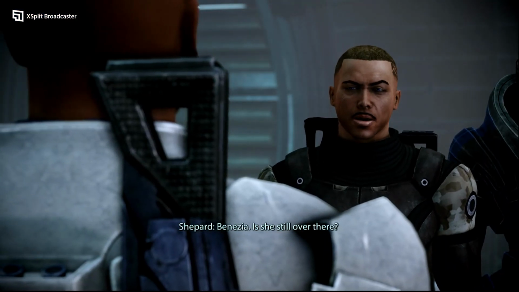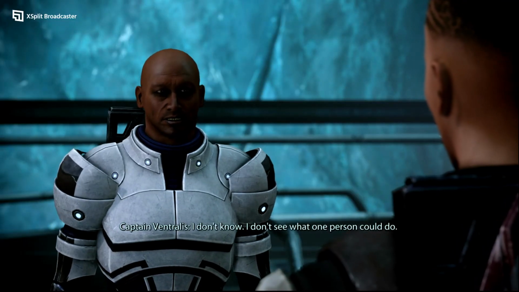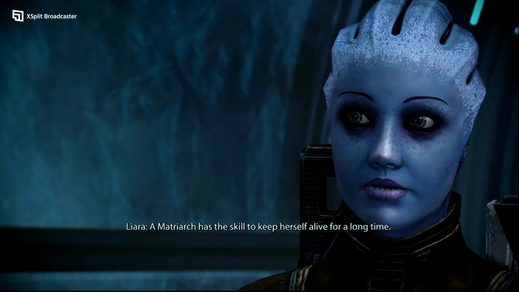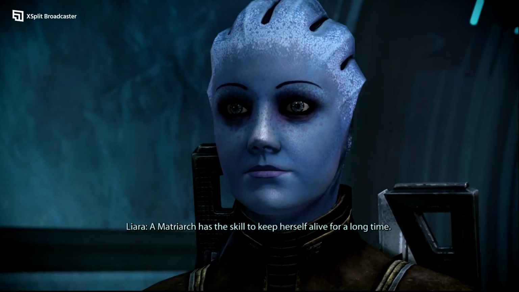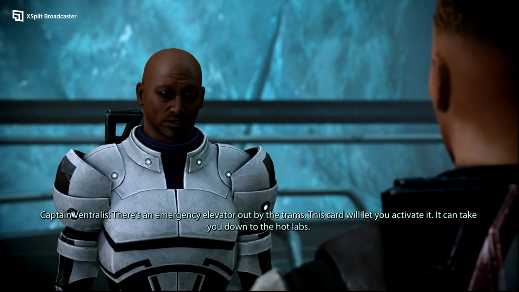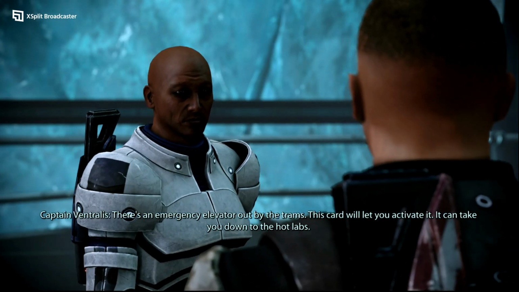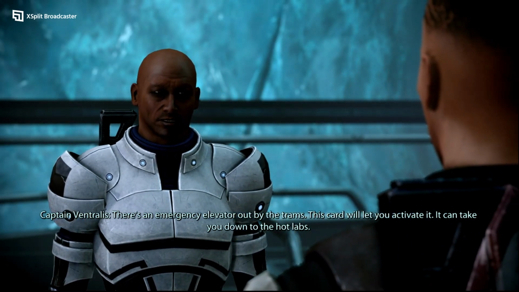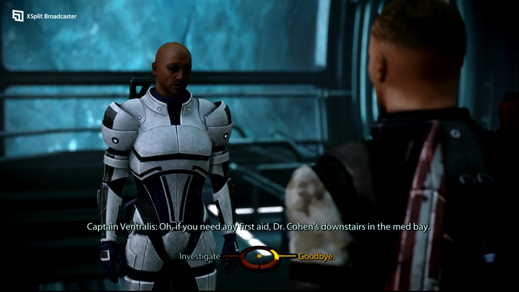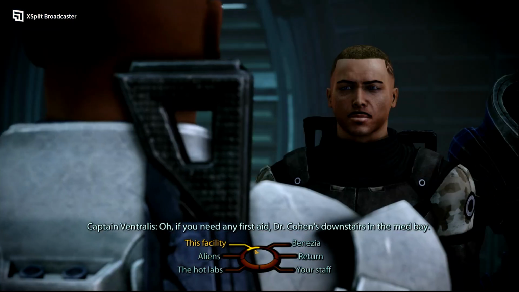Benezia. Is she still over there? I don't know. I don't see what one person could do. A matriarch has the skill to keep herself alive for a long time. There's an emergency elevator out by the trams. This card will let you activate it. It can take you down to the hot labs. Oh, and if you need any first aid, Dr. Cohen's downstairs in the med bay.